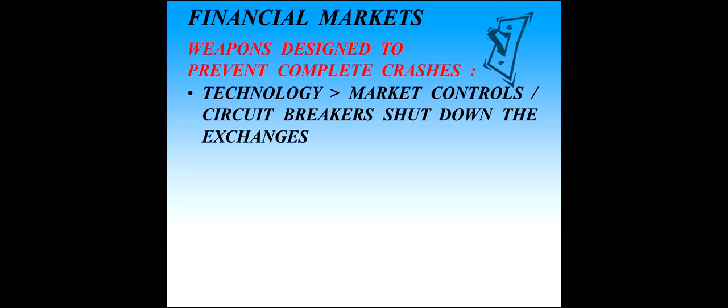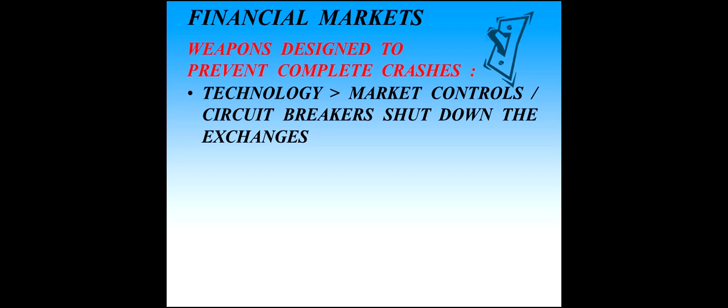And lastly, there have been some new weapons developed and designed to try to prevent complete crashes, and some of these have been very controversial. I'll start with the first one, which is not. We've been able to take advantage of our technology advancements to put in market controls, what they call circuit breakers, that actually will shut down the exchanges when the market shows signs of overheating based upon the speculation and other types of economic conditions. So that happens to be a good weapon, if you will, and it has been used effectively a number of times in recent years.